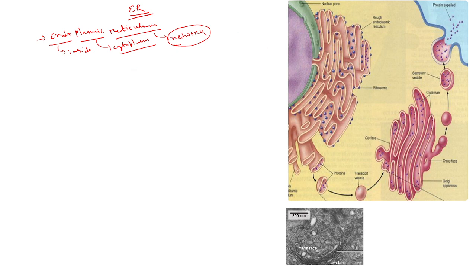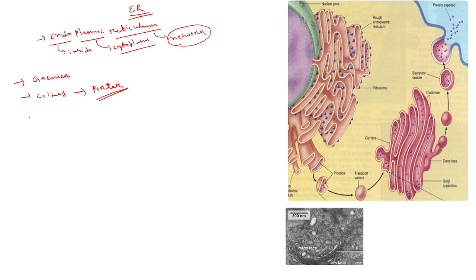Look at the structure of the endoplasmic reticulum. It is like a network-like structure. So that's why it is called the endoplasmic reticulum, because it is present inside the cytoplasm. The endoplasmic reticulum was first seen in the electron microscope by Garnier. But in the NEET exam, if it is asked who coined the term ER, the answer will be Porter.